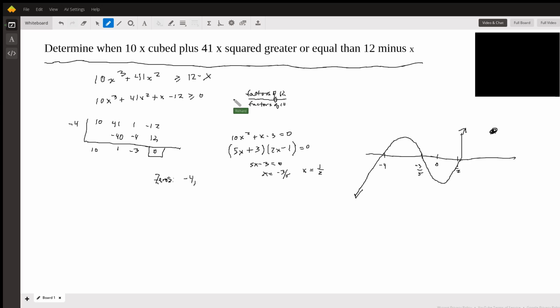Now we can see that it's greater than or equal to 0 in this region here. So our answer would be -4 to -3/5. These would have square brackets because it's greater than or equal to 0. So square brackets, and that's where this thing is greater than 0. So that's it.